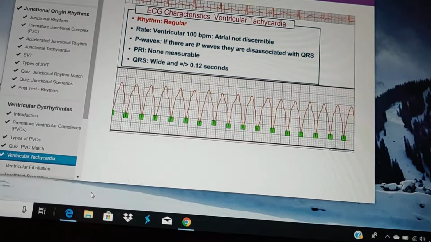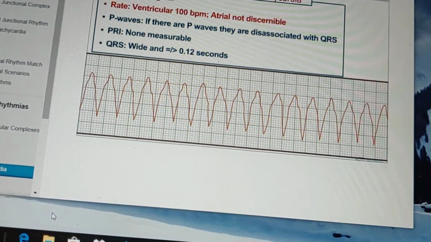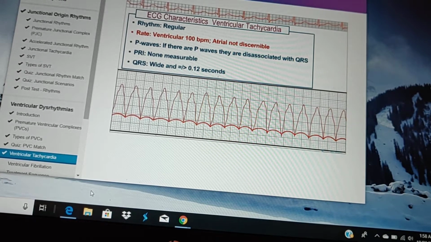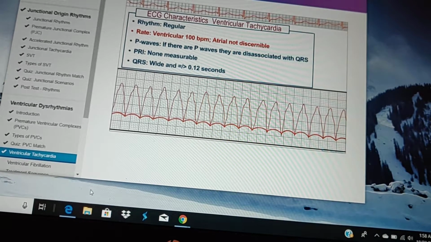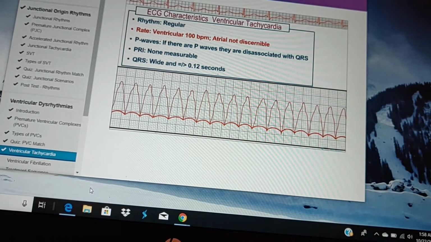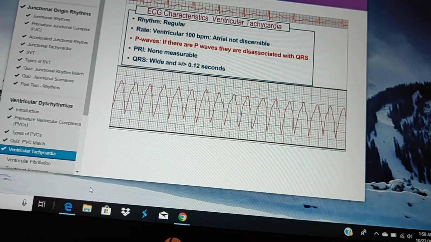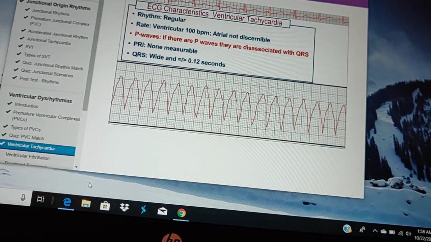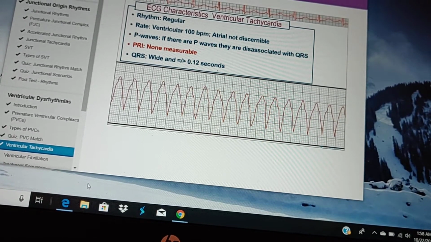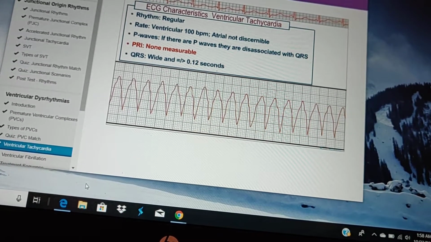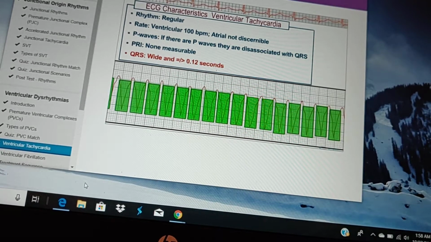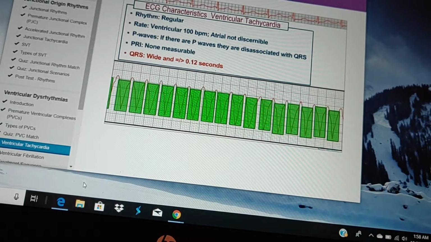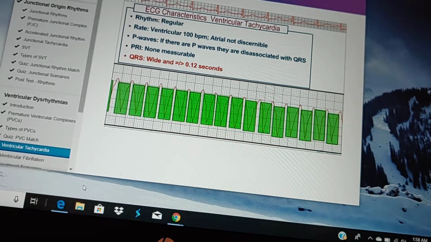Rhythm, basically regular. Rate, ventricular rate is regular and greater than 100 beats per minute, but the atrial rate is not discernible. P waves, if there are P waves, they are disassociated with the QRS. PR interval, none that is measurable. QRS, wide complexes equal to or greater than 0.12 seconds.